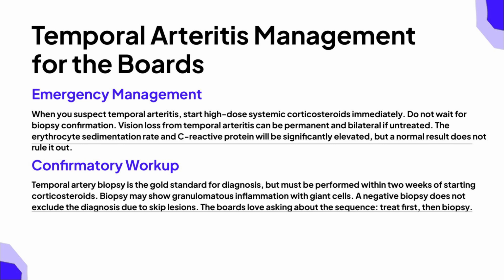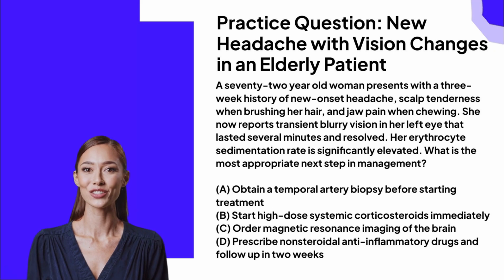Here is another important pearl. A negative biopsy does not exclude temporal arteritis because the inflammation can occur in patches known as skip lesions. The boards love testing the correct sequence, which is treat first with corticosteroids, then confirm with biopsy. Here is our third practice question.